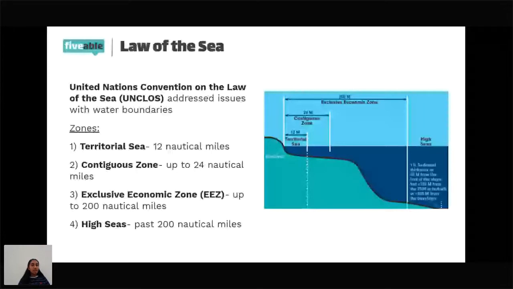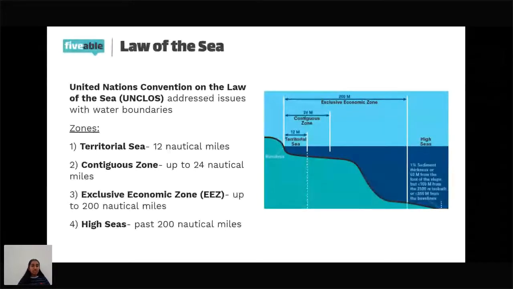The next zone is the contiguous zone, and this is up to 24 nautical miles. From 12 to 24 nautical miles, they have limited control. This includes customs, immigration, and sanitation. So they can control if people are illegally coming into the country through boats or something, or if people are littering in that area.